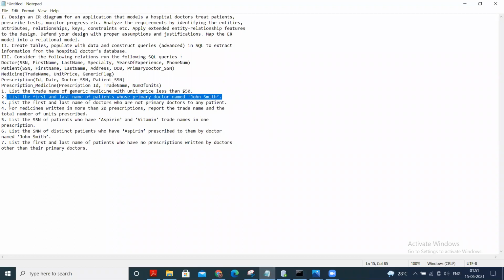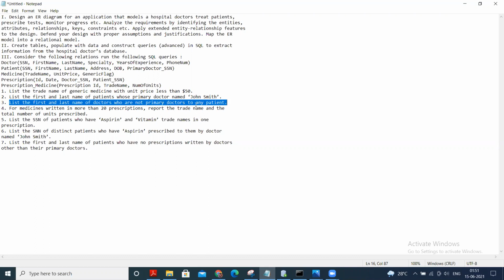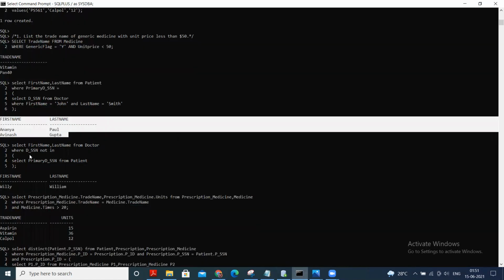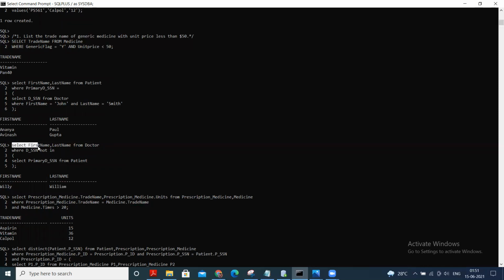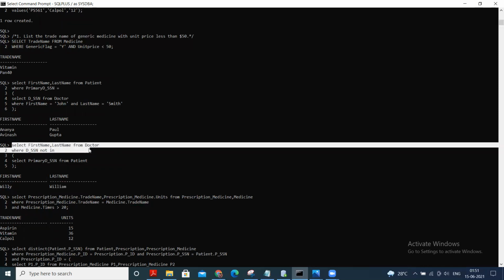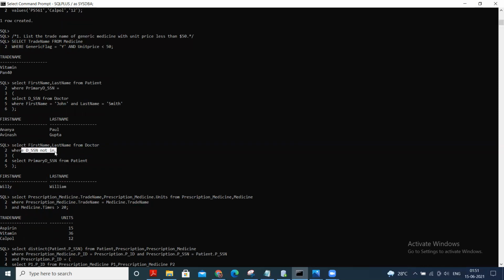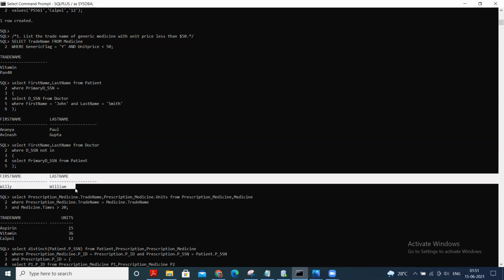Now the third query is: list the first and last name of doctors who are not primary doctors to any patient. So "not" is the important word here. So select the first name and last name from doctor where DSSN not in, and the inner query is select primary DSSN from the patient. Okay. So Willie William is the answer.